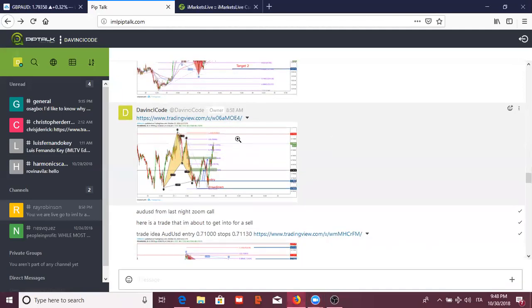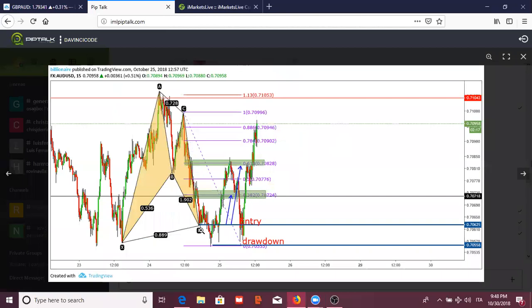I took this one live also on IML TV as well. So check this out. You see right here in the yellow, I took this trade live on IML TV. This is the 15-minute chart. I took this trade live on IML TV last week, and look what happened.